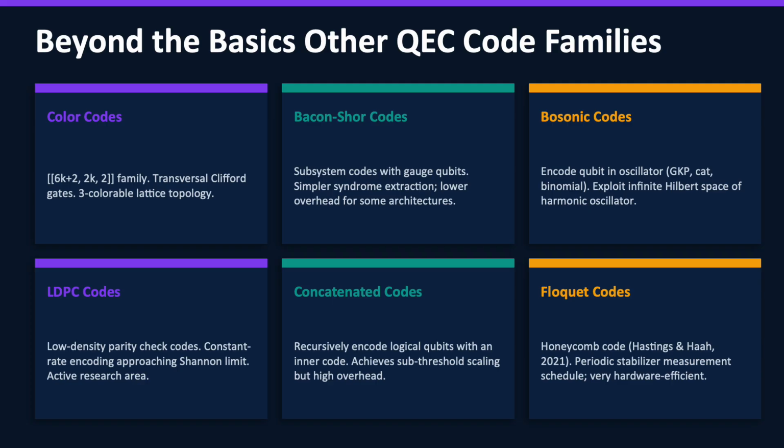The Floquet codes, meanwhile, offer a clever approach where the stabilizers you measure actually change over time in a repeating cycle, providing protection through the dynamics of the measurement process itself rather than a static code structure.